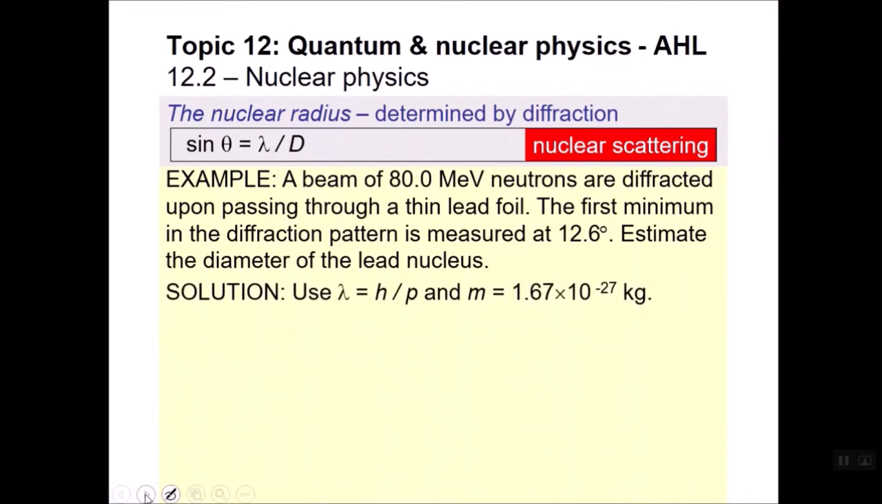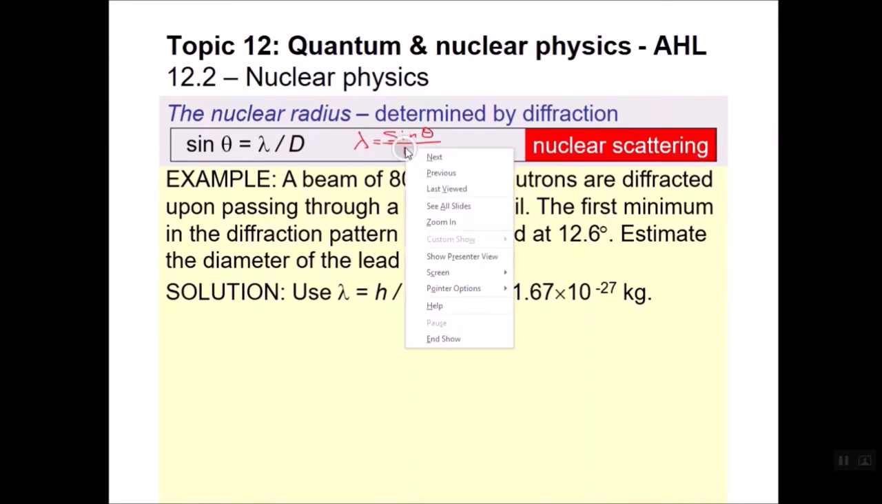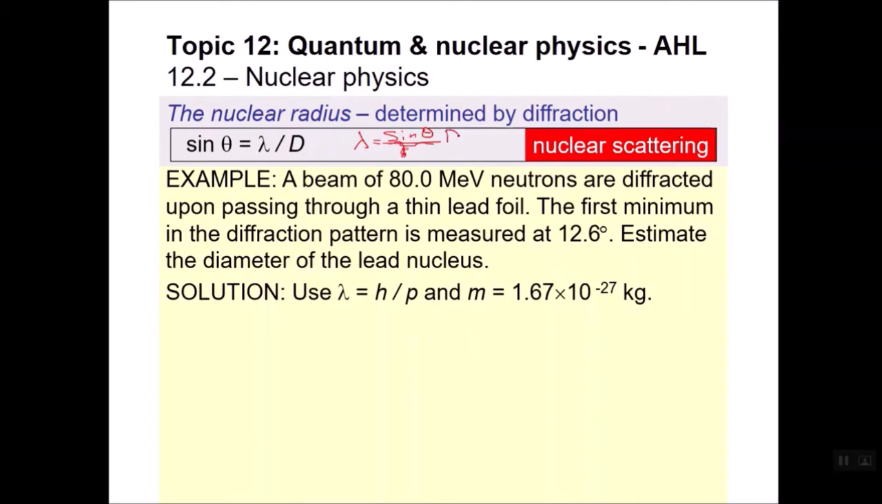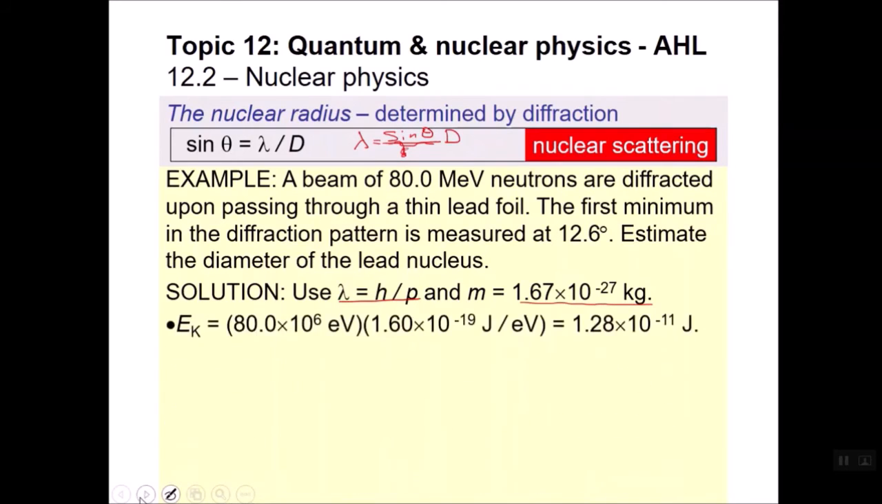Okay, so we know that up here lambda equals sine theta in radians, not divided by, times d, right? We also know it equals this, and we know the mass of a neutron. Okay, so we can calculate the energy, 1/2 mv squared, right? We have the energy right here. We're going to convert it to joules, and so we get 1.28 times 10 to the minus 11th joules.